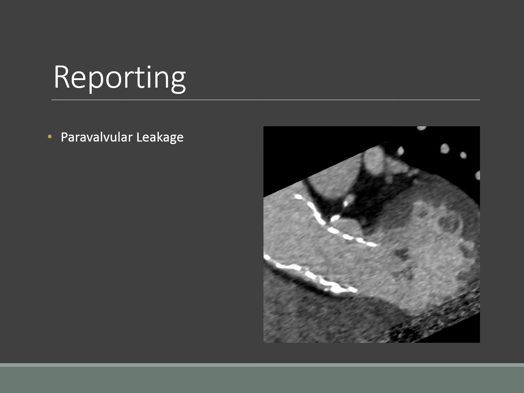This case was confirmed afterwards by echo as well as by cardiac MRI, which showed about 12% paravalvular leakage. Paravalvular leakage is a very important and very common complication post TAVI. Therefore, it's very important to include in our reports if we are able to identify it. In some cases, because of the stent, the pacemakers, or valve-in-valve, we will be unable to identify it. However, if we are able to identify it, it's very important again to include in our report.